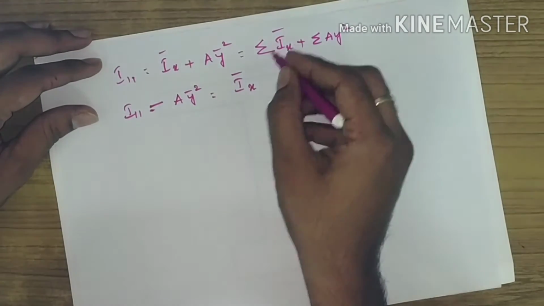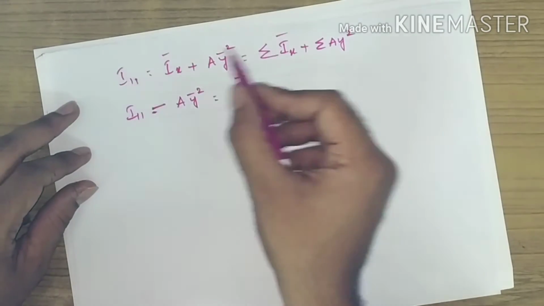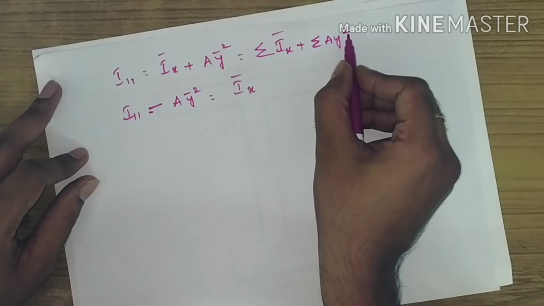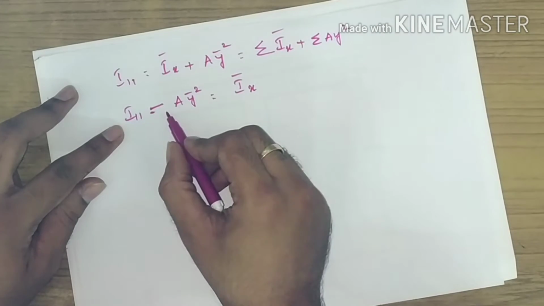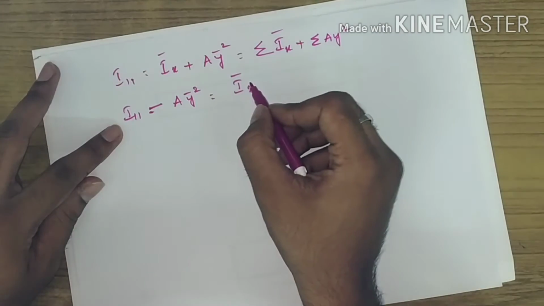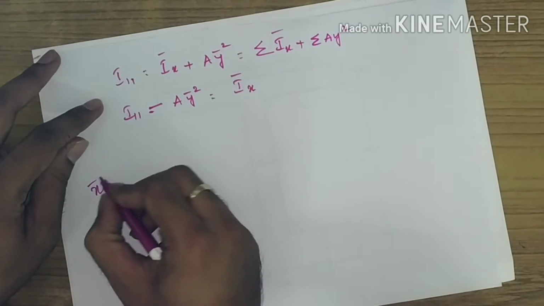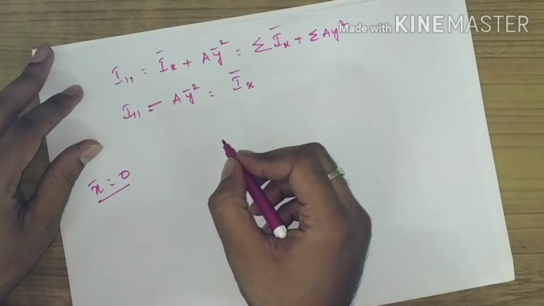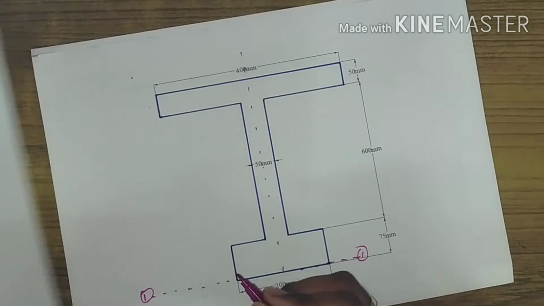So these two relations are very important. First we will determine I11 using the summation of I x bar plus summation of A y square, and from this we can calculate I11 minus A y bar square is equal to I x bar. So these two relations are very important which we have to remember. Also in this case x bar is equal to 0. Correct? So that's why we need not determine the other moment of inertia. So we will discuss that.